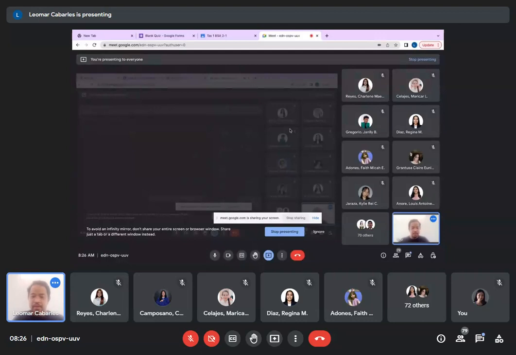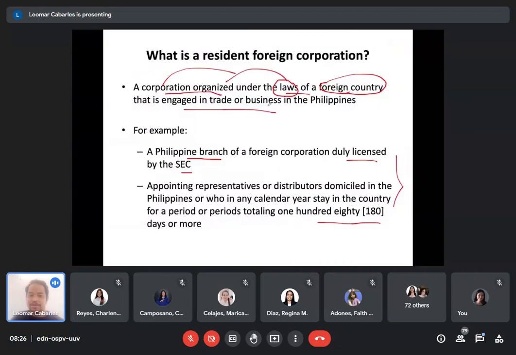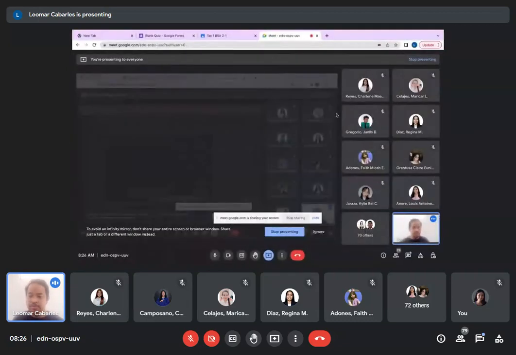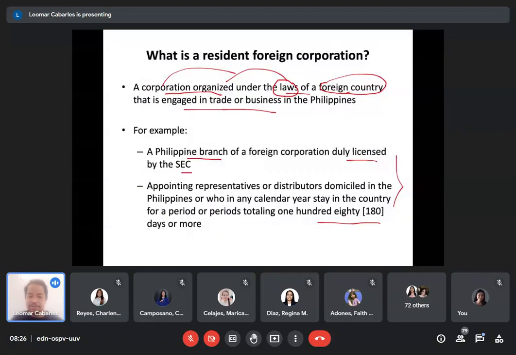Okay? But to determine whether it's resident or not, tignan mo lang kung engaged siya in trade or business in the Philippines. If it is so, then that is resident. Like having a branch in the Philippines or having a representative or distributor na nasa Pilipinas. Or they have stayed, no, for a period totaling at least 180 days in the country. No?